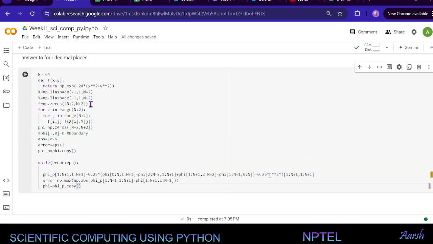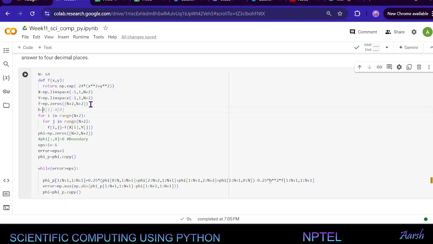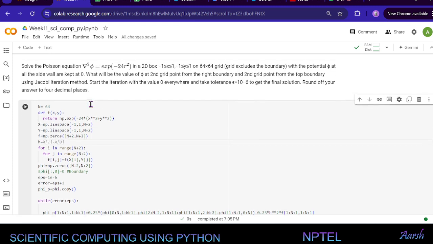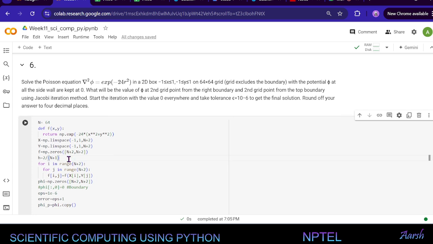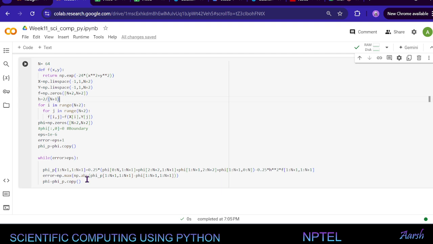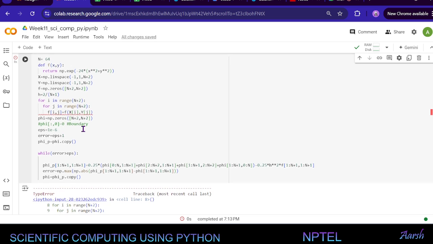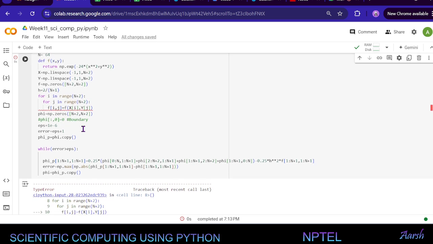Now what should h be? h is the grid size. Our grid is from minus 1 to 1, and we have n plus 2 points. So the difference between the endpoints is 2, and in total we have n plus 1 intervals. So h is equal to 2 divided by n plus 1. Now let's run this. Sure enough, there is an error.